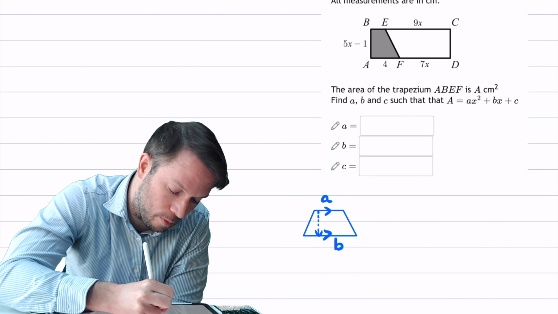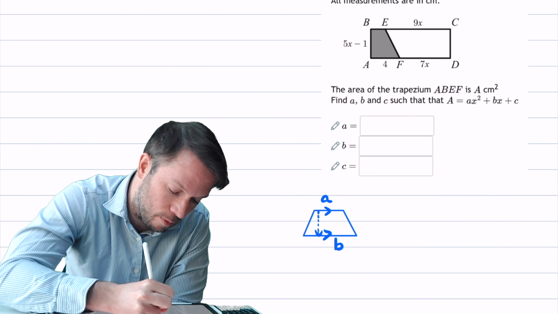What are the parallel sides? These are the parallel sides of the trapezium. What are they? Well, we can see this is 4, but what is that top one? Well, we're not told it, but we could work it out because we know this whole thing is a rectangle, and the top length of the rectangle, BC, has got to be equal to the length of the bottom of the rectangle, AD. Now, we know the length of the bottom of this rectangle is just the total of 4 and 7x, so 4 plus 7x. So that means the length of the top must also be 4 plus 7x.